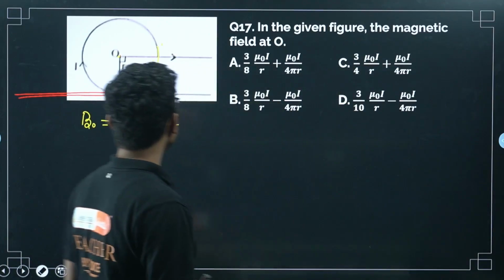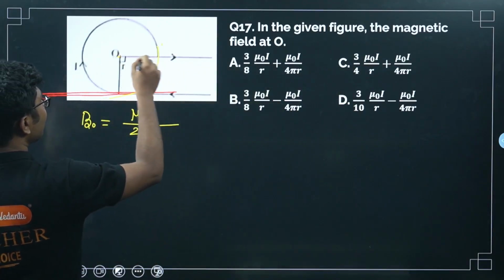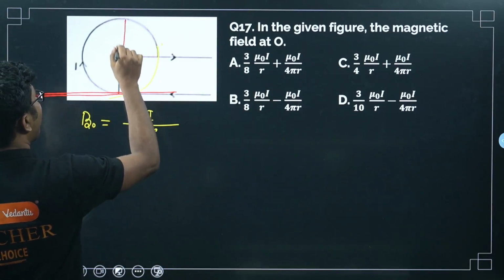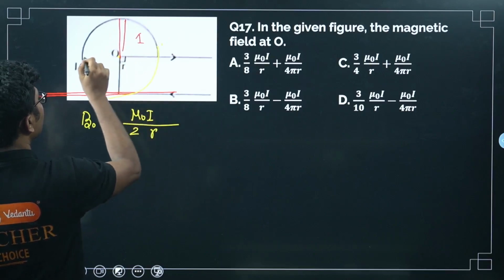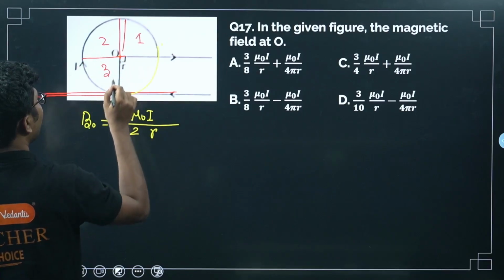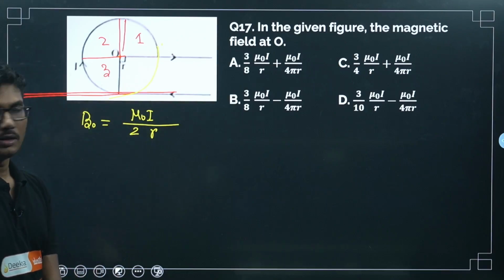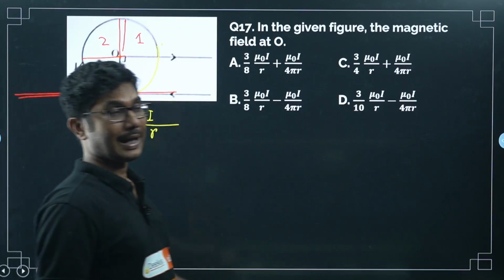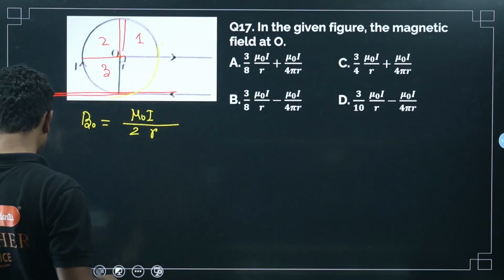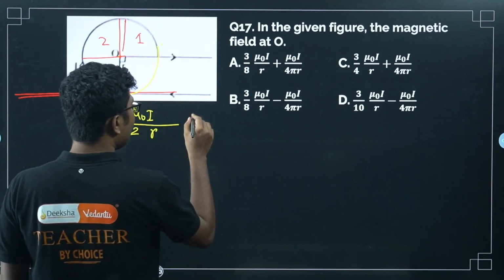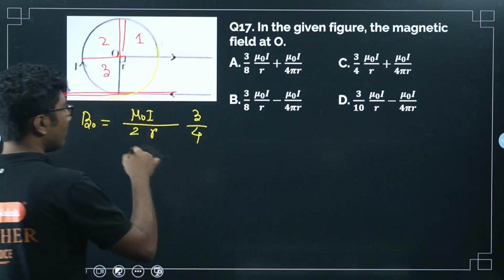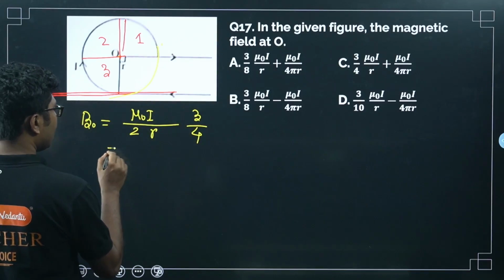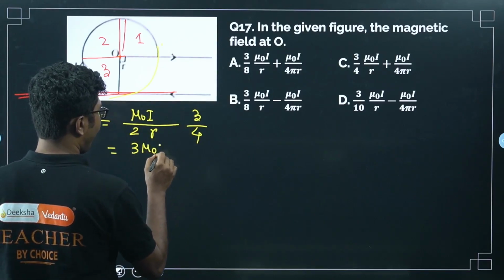Now full circle means how many parts are there. If you see, there are one part, two part, three part, but the fourth part is missing. If the fourth part were there, then this would have been the magnetic field, but the fourth part is missing, so the actual magnetic field will be 3 by 4. This is for 4 parts, but this is for 3 parts. This is the magnetic field due to the circle.